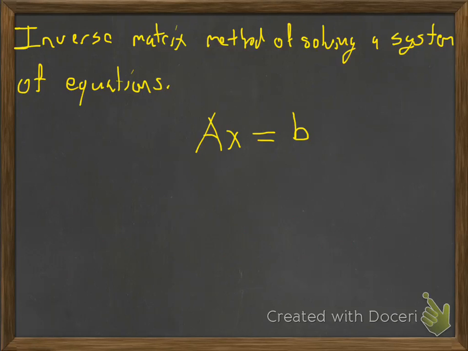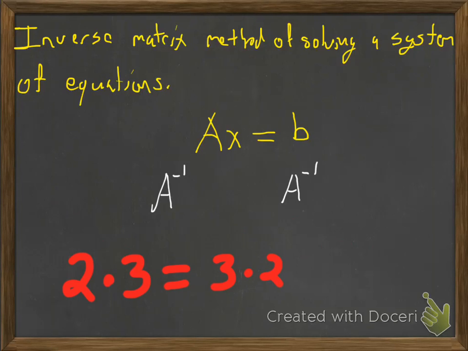So let's say we have this matrix equation AX equals B, and we do have an inverse. We'll call it A inverse. And matrix multiplication is generally not commutative, which means I can't multiply on either side. For instance, 2 times 3 is the same thing as 3 times 2 with regular arithmetic. But with matrix arithmetic, it's not quite the same. Sometimes the dimensions won't even match up for us to multiply the matrices. So we're going to multiply on the left-hand side.